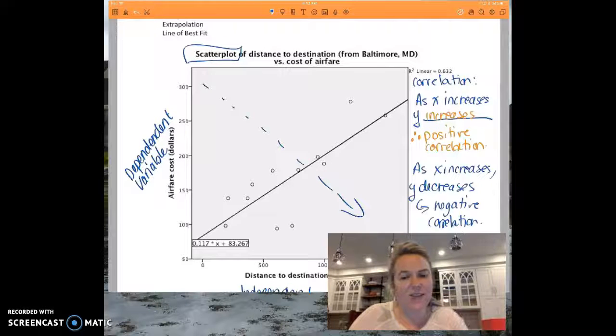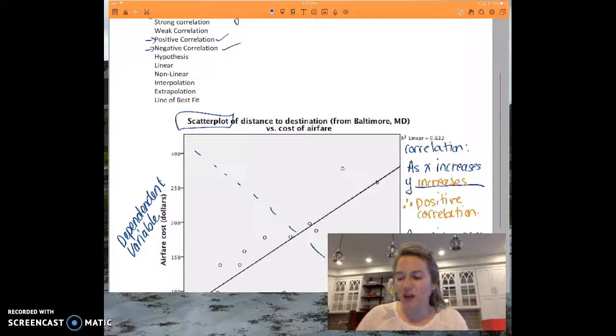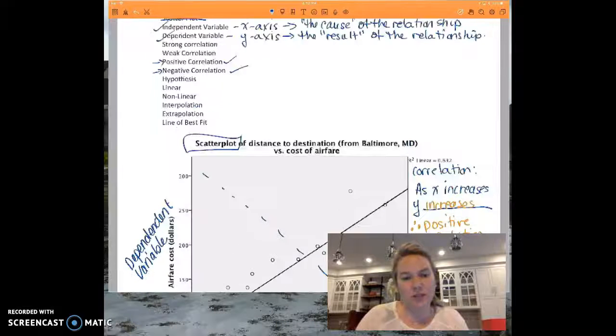So positive and negative, again, very similar to the slope ideas, but sometimes you won't have a line. This graph has a line of best fit. Sometimes you won't have that, and you'll just look at the data points and you'll say, okay, they're in general moving up to the right, or they're in general moving down to the right, and that gives me the idea of whether it's a negative or a positive correlation. So we've got those done. Okay. A strong correlation and a weak correlation.